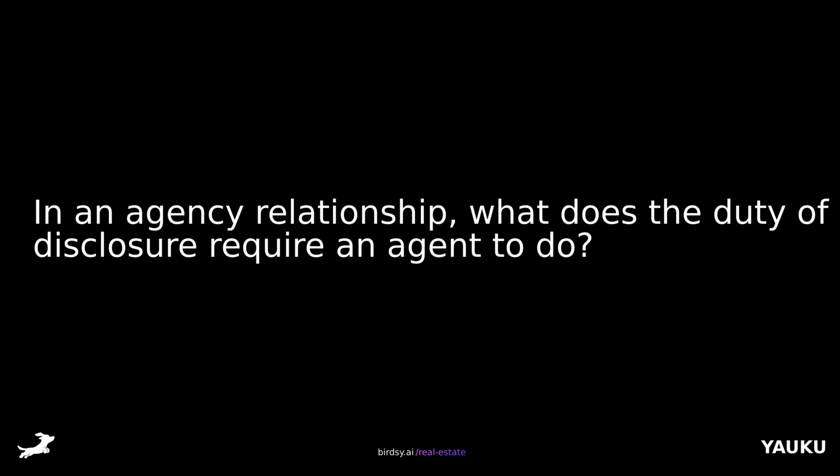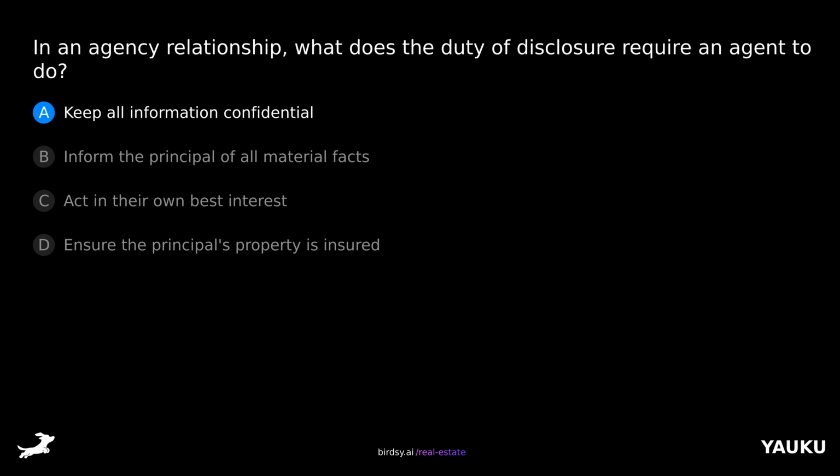In an agency relationship, what does the duty of disclosure require an agent to do? Is it A, keep all information confidential, B, inform the principal of all material facts, C, act in their own best interest, or D, ensure the principal's property is insured? The answer is B, inform the principal of all material facts.